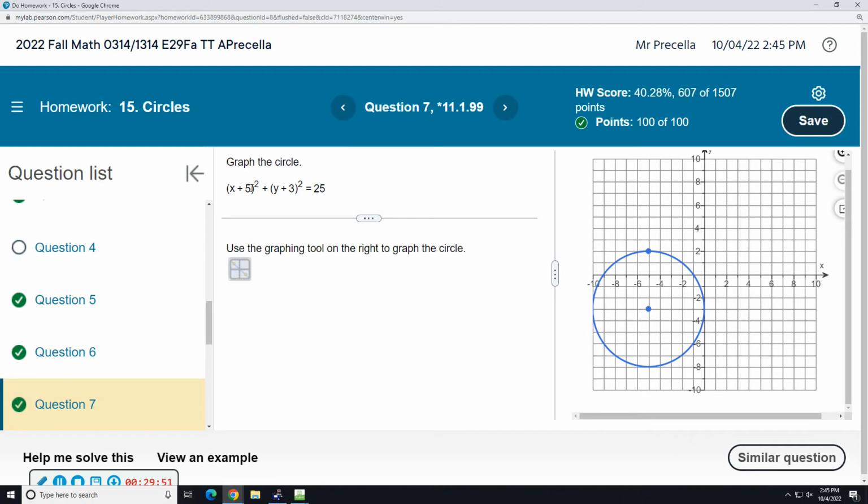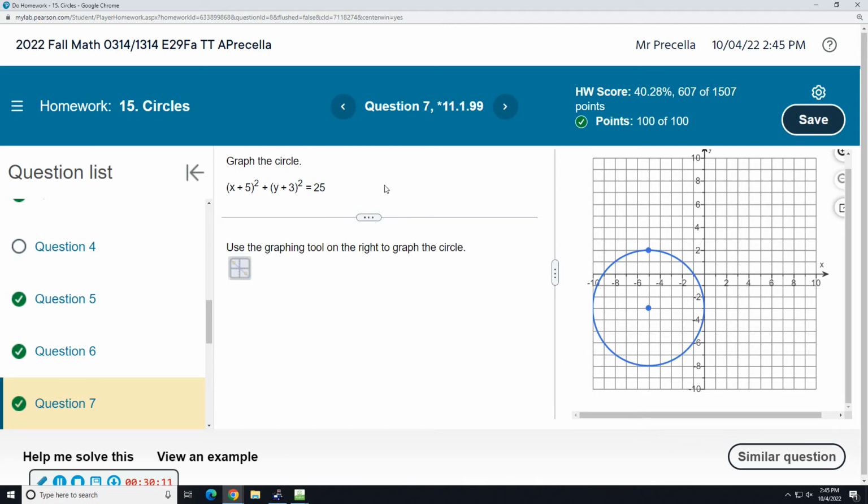If you were going to multiply that out, you don't just square the x and square the 5. It's a 4-letter algebra word starting with F. How would I square x plus 5? You'd have to FOIL it out. So that's what you would do if you wanted to get rid of those parentheses. You'd have to FOIL out the x plus 5 squared and the y plus 3 squared.